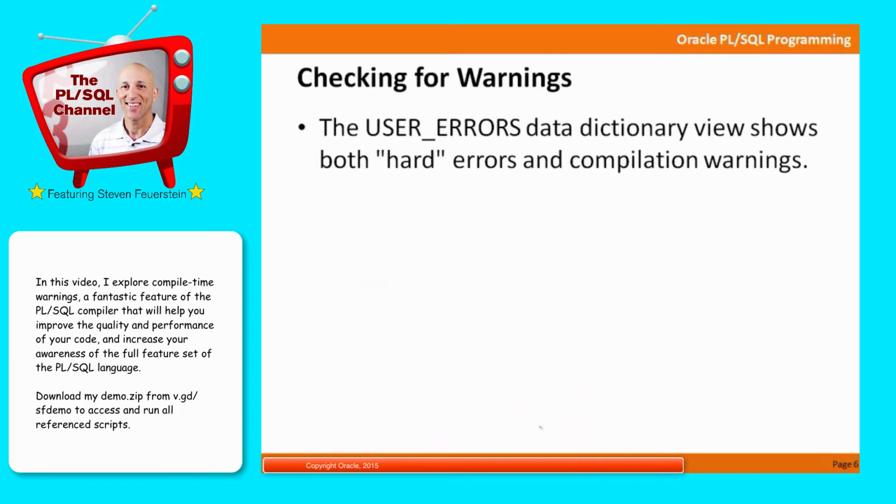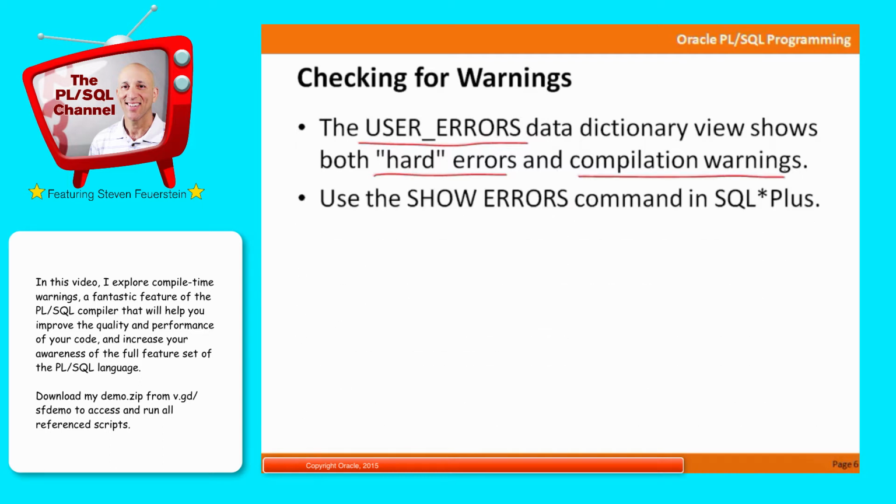How do you check for warnings? Well, essentially, when you compile a piece of code and you get a compile error, Oracle will write to the user errors data dictionary information about your hard compile errors. It will also write compilation warnings. So if you're working in SQL+, which would still be kind of sad, but if you compile your code in SQL+, you can use the show errors command to display the errors and the warnings.